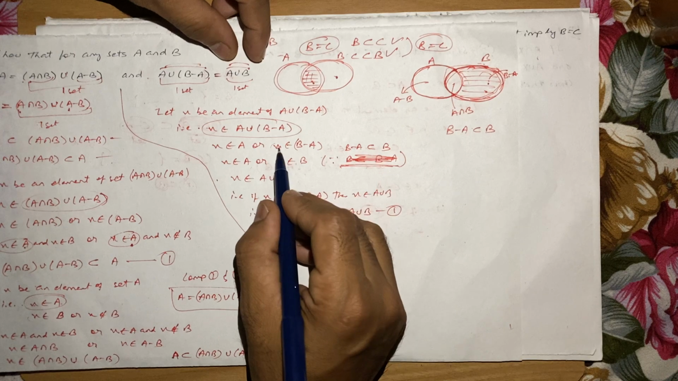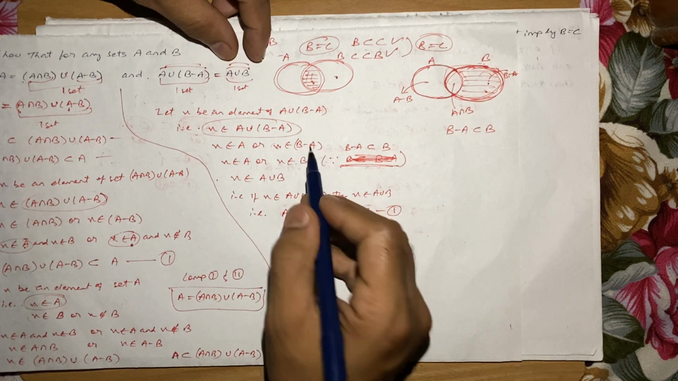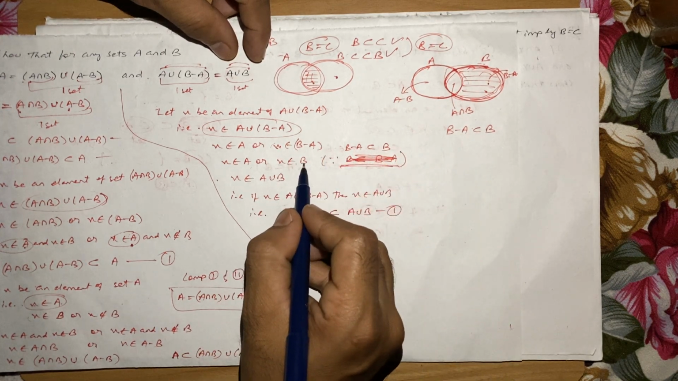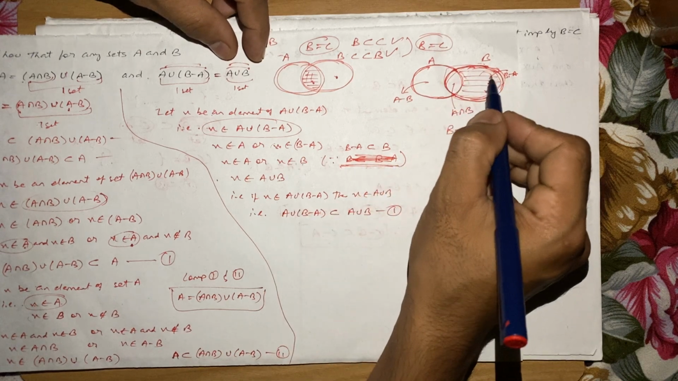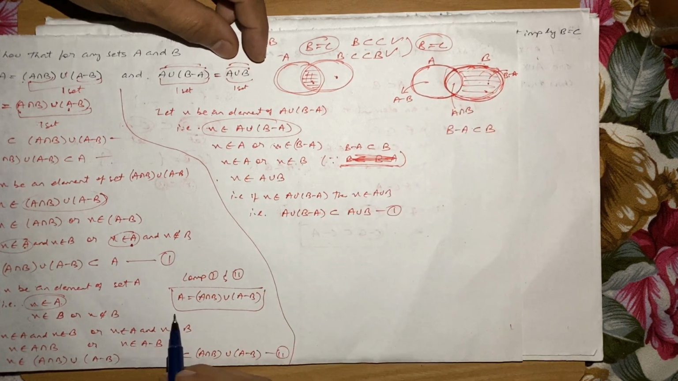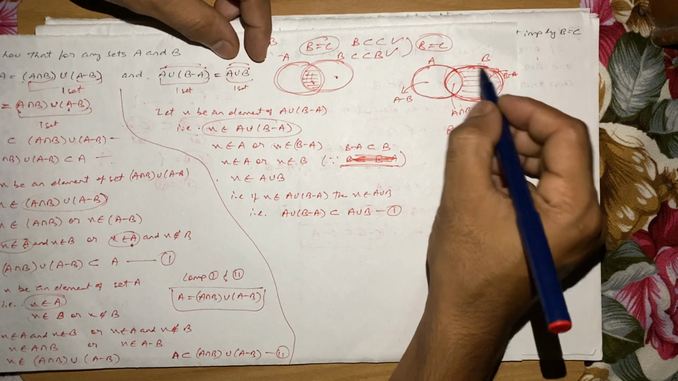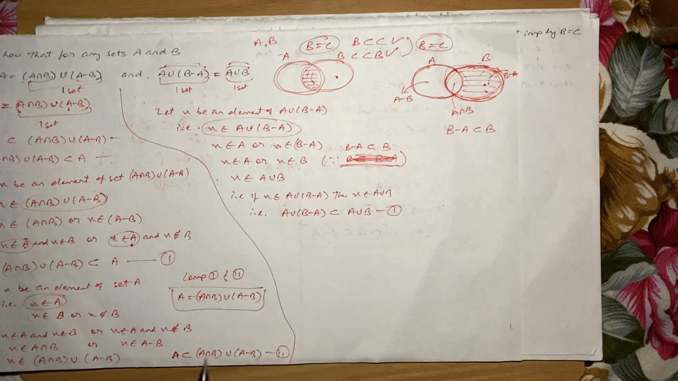Because if X is an element of the set B minus A, then X obviously will be an element of the set B, of this whole B, because B minus A is a part of this B, right? So if it lies in B minus A, then it lies in B itself. So I can write B here.